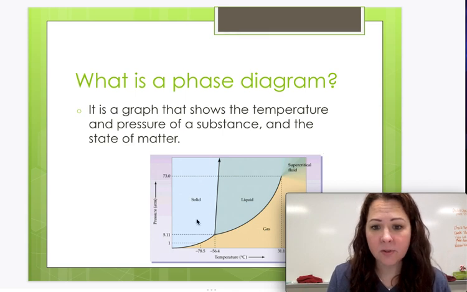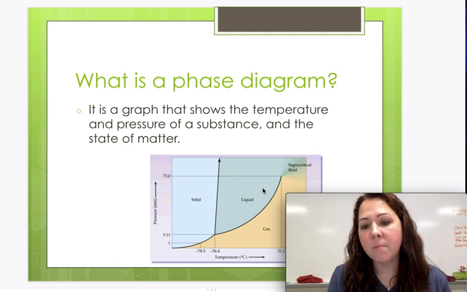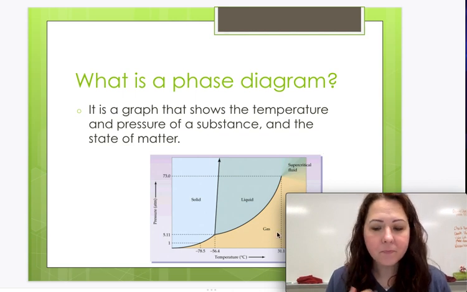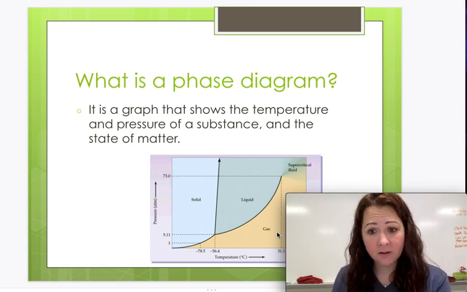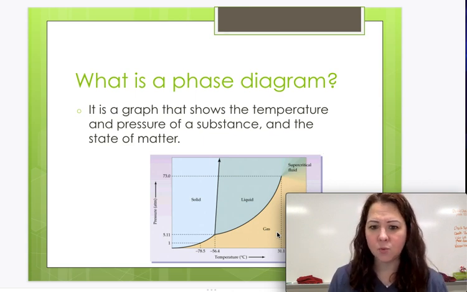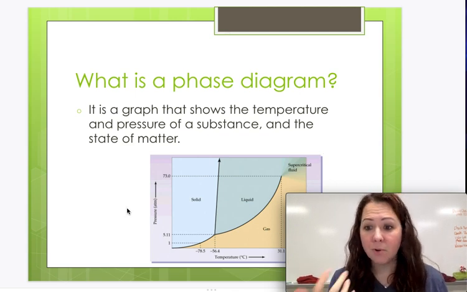So solid is always on this side with your coldest temperatures. Liquid is in the middle of this little Y area all the time. And then your gas is at your highest temperatures. Now with your solids, your liquids, and your gases, they are not only temperature dependent, but they're also pressure dependent as well, which not a lot of people think about. This is why pressure cookers work and things like that.